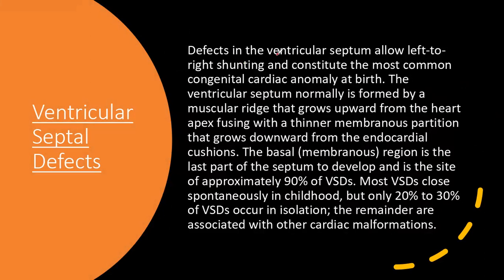Now, VSDs are defects in the ventricular septum. Now, if I can discuss interatrial septation, interventricular septation, how it occurs, the interventricular septum has two parts, a muscular portion and a membranous portion. Okay, so this membranous portion arises from the endocardial cushions and the valvular ridges.